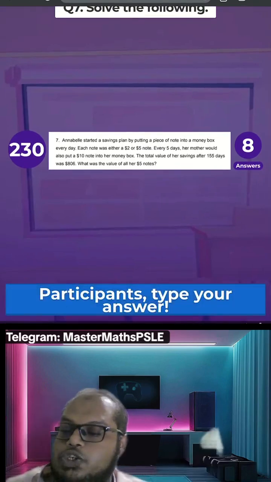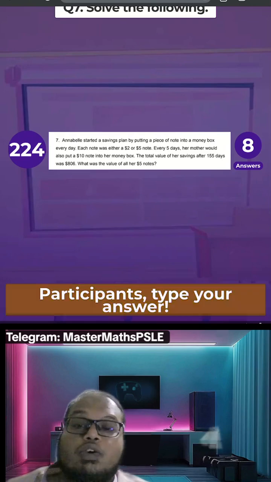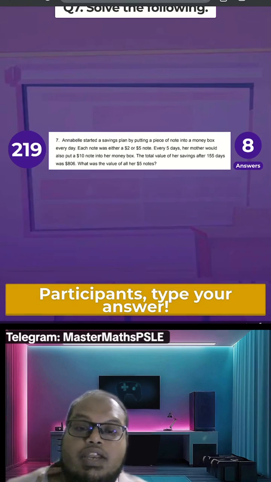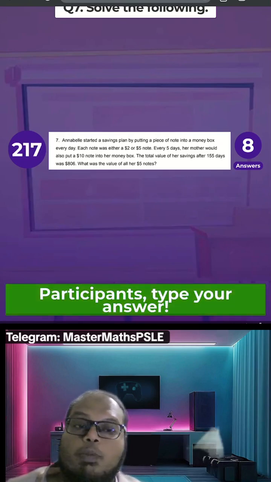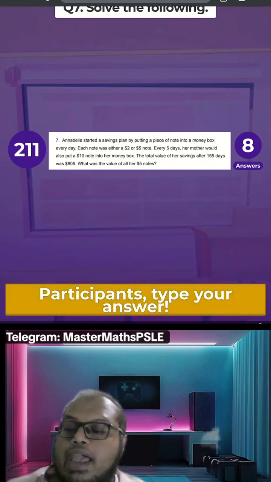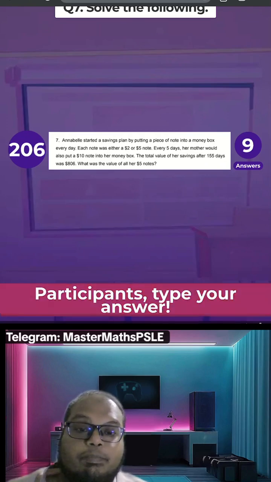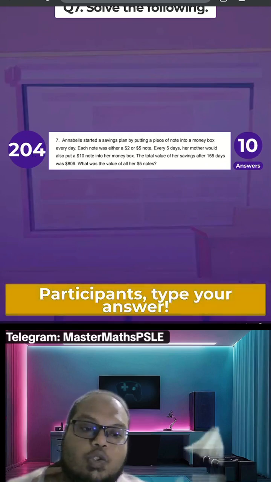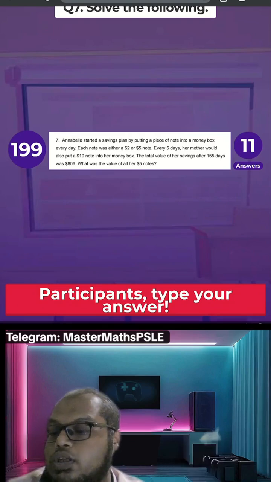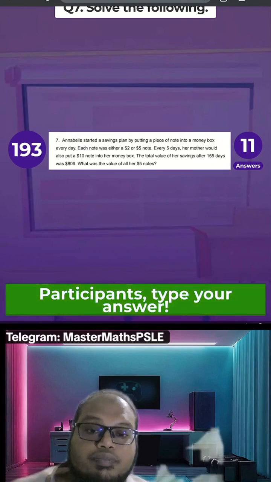This one is a bit trickier, because it's about putting $2 or $5 every day. Every day is just putting either $2 or $5, not both. And then every 5 days, her mother will put a $10. So there are 3 notes inside: $2, $5, $10. And the total value after 155 days is $806.